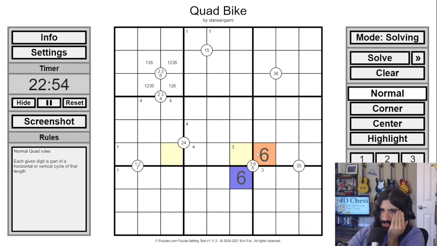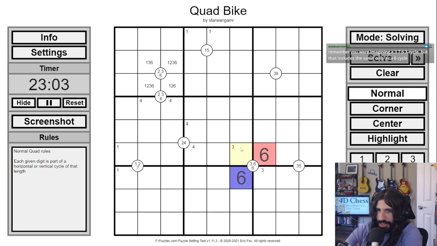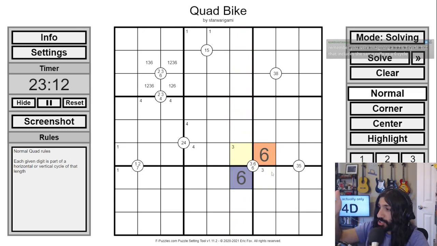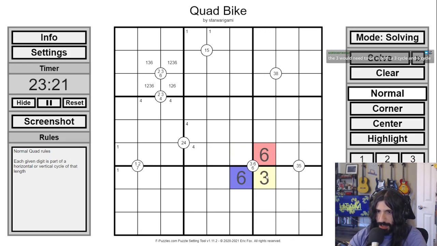Oh, I understand what you're saying. Because this is part of a horizontal cycle that points to this, and this is part of a vertical cycle that points to this. This can't be in either a horizontal cycle or in a vertical cycle because in either case, it participates in the same direction cycle as one of these 6s, which is not allowed. So this can't be a 3. This is where the 3 has to be, for the same reason that there couldn't be a 6 here, right?